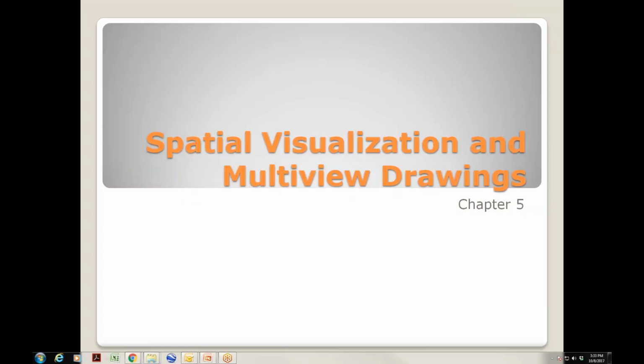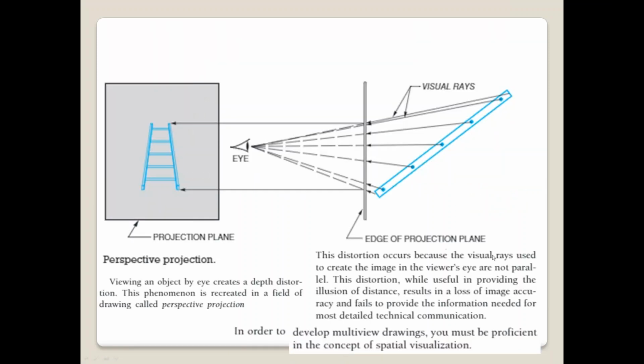Welcome back. Today we're going to talk about spatial visualization and multi-view drawing, chapter 5. As you can see in this perspective projection example, viewing an object by eye creates a depth distortion. This phenomenon is recreated in a field of drawing called perspective projection.